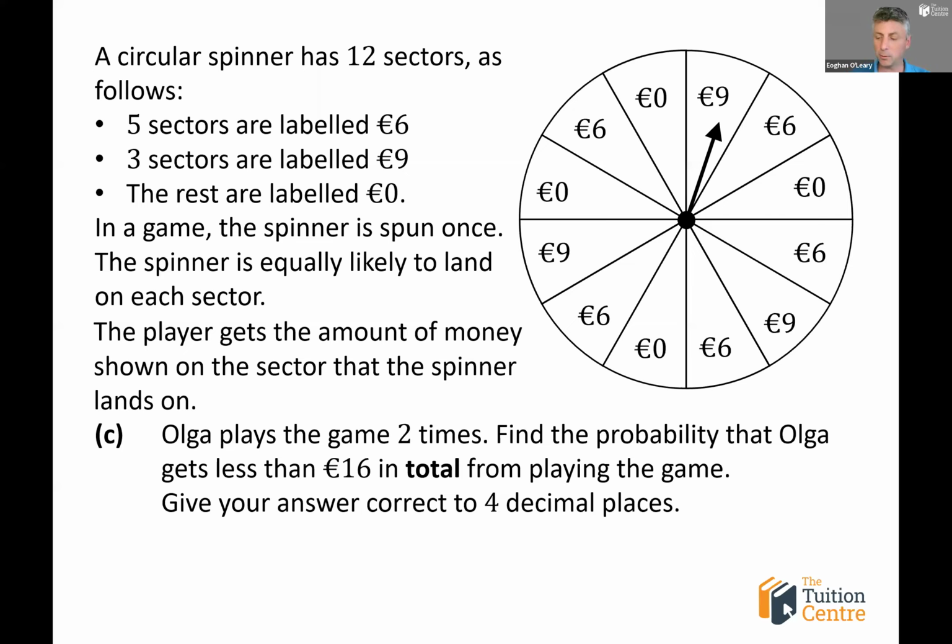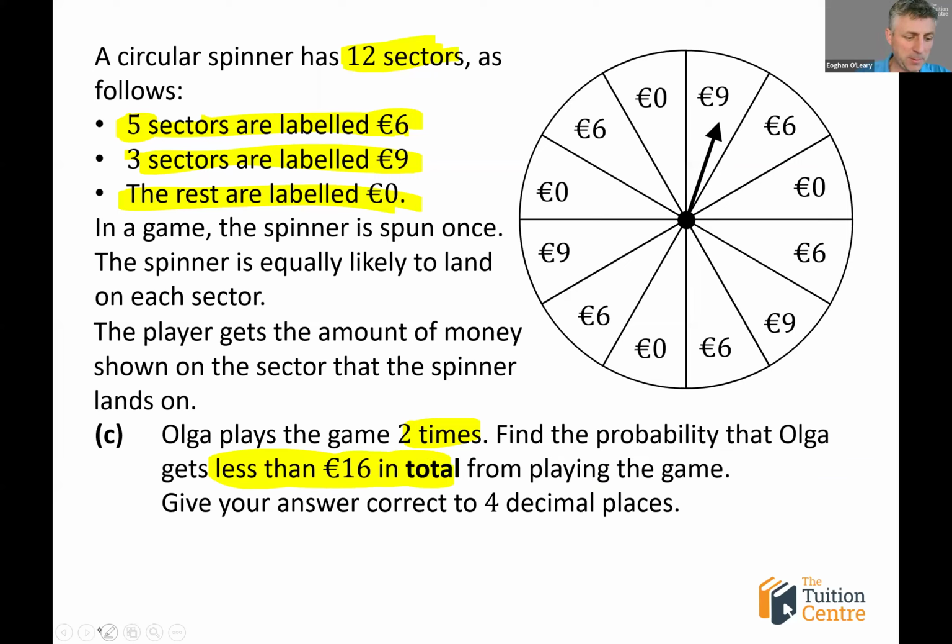So we're back here looking at Olga. You can pause the recording here and do it yourself, see how you get on. But again, I'm going to go through this fast because we've done it. It's about the circular spinner with the 12 sectors. 5 of the sectors are €6. 3 of the sectors are €9, and the rest are €0. In this case, she plays the game twice. Find the probability that she gets less than €16 in total.